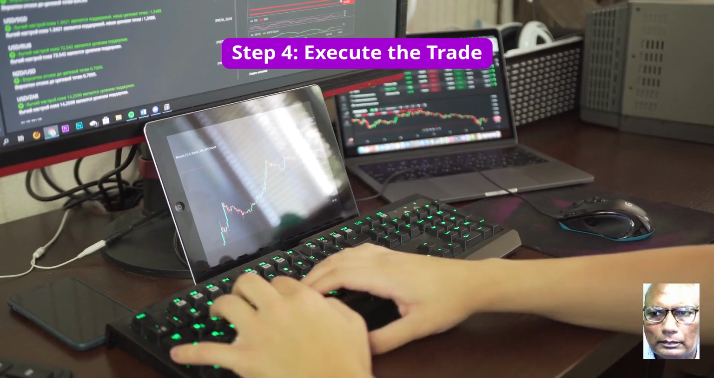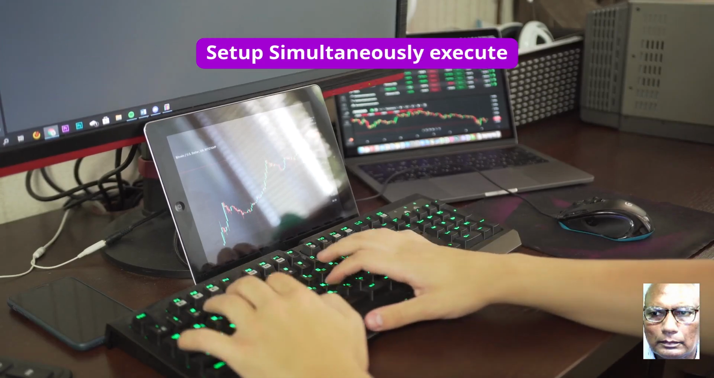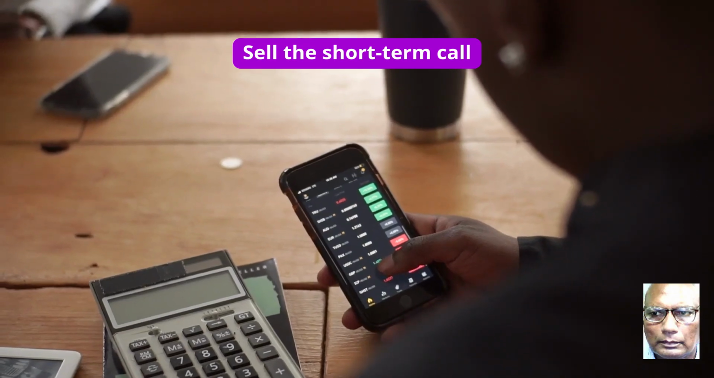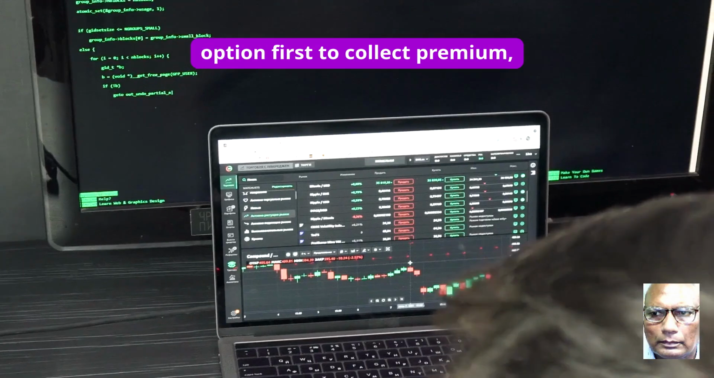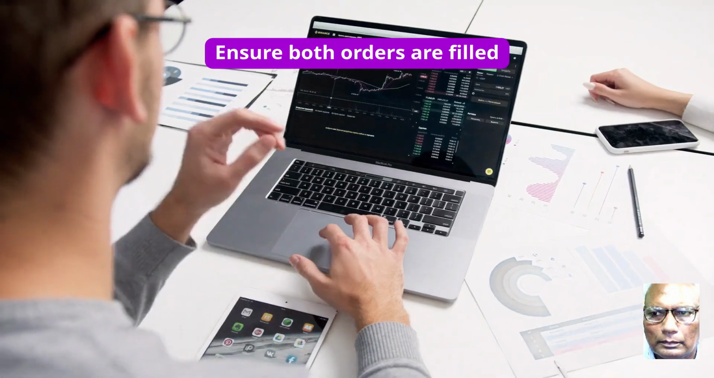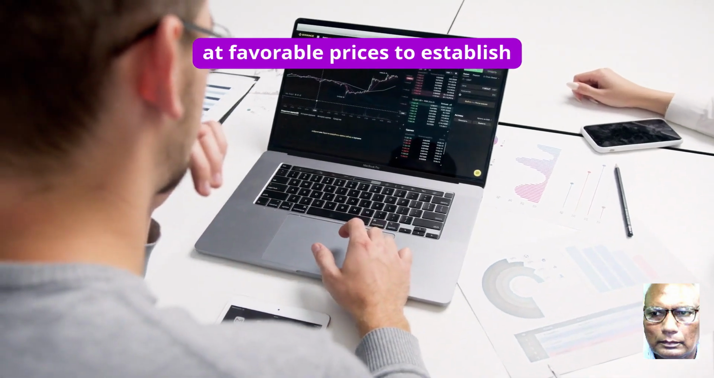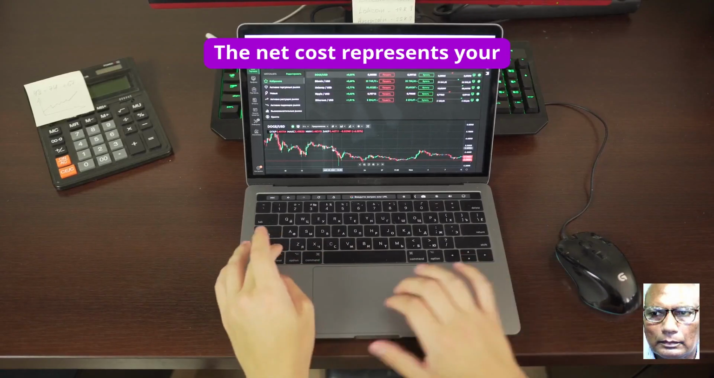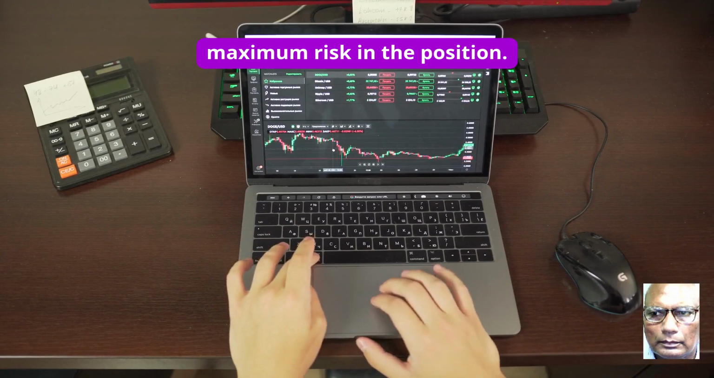Step 4. Execute the trade setup. Simultaneously execute both legs of the trade. Sell the short-term call option first to collect premium, then immediately buy the longer-term call option. Ensure both orders are filled at favorable prices to establish the spread for a net debit. The net cost represents your maximum risk in the position.